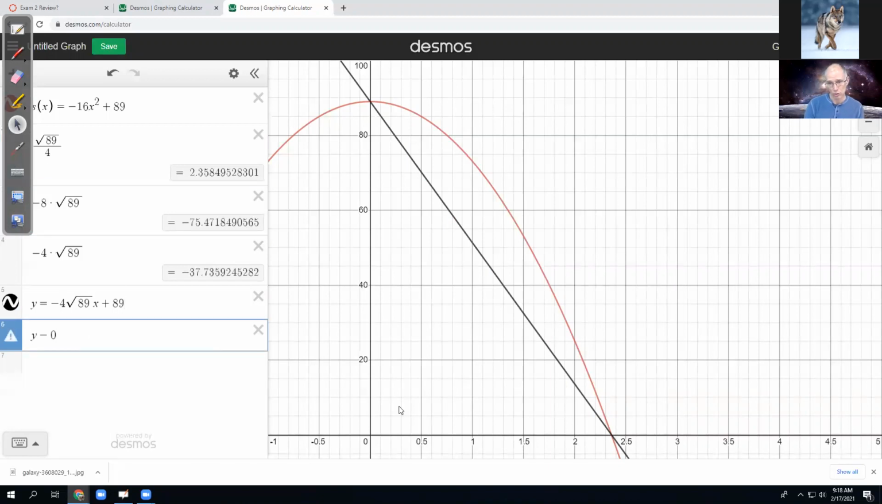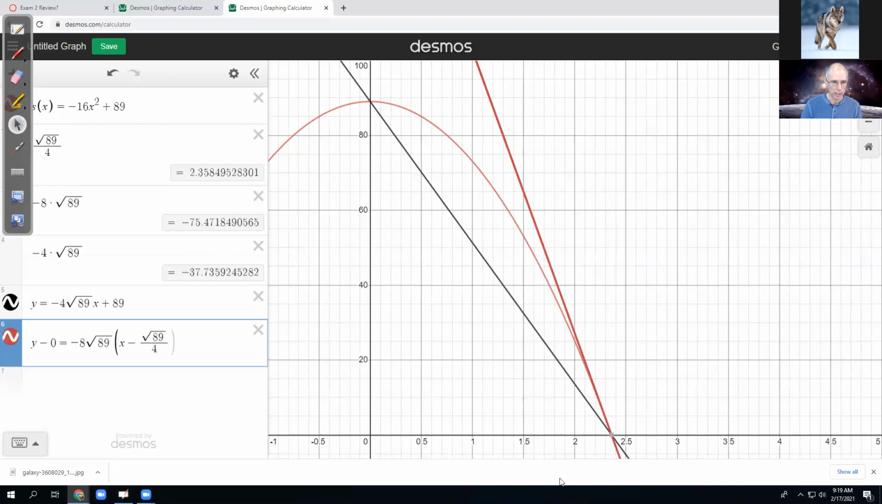y minus 0, right? That's the y value down here at this point for the tangent line. Our slope was -8 square root of 89 times x minus that x value there, which was the square root of 89 over 4. And you can check this with approximations like I did before. It should work out okay, but exact values work too. So here we can see that tangent line right there to the curve. So it looks like we did good work there.